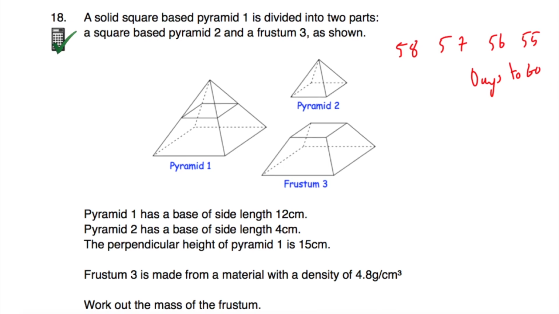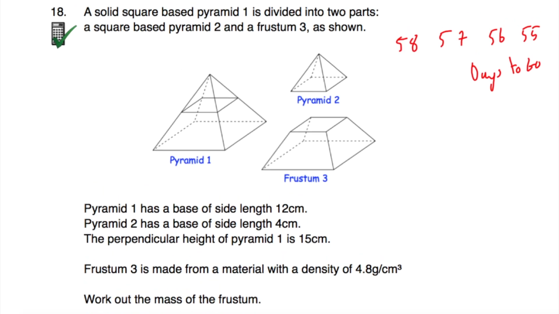But in this question, if you just need a bit of a hint and you've been asked to find the mass of the frustum, what I would do is work out the volume of the pyramid, so this whole pyramid. The volume of a pyramid is a third times the area of the base times the height. So I'd find the area of the base of the pyramid. I know the height of the pyramid because it says the height of the pyramid is 15 centimeters.